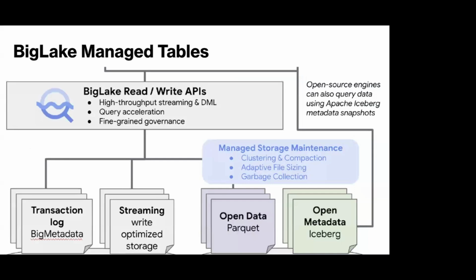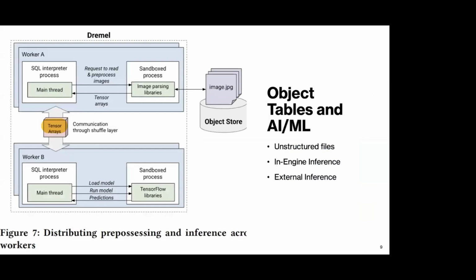And they also have BigLake managed tables, which you can have open source data formats like Parquet, Iceberg, and also they offer the same read and write API. So from what I've seen, what they're trying to do is to have multiple underlying tables, but be able to communicate with them with those read and write APIs. And one other thing they add is object tables.